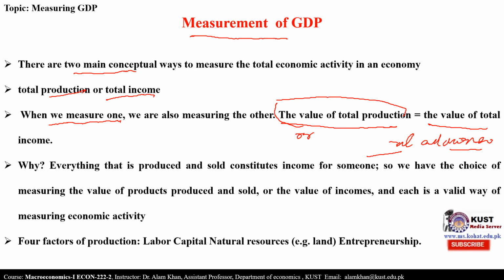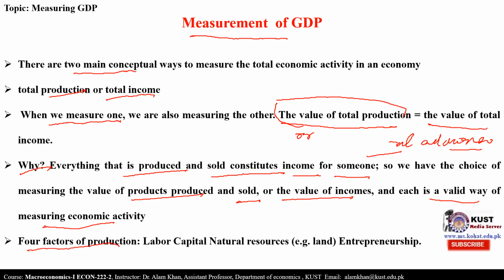Then the question is raised, why everything that is produced or sold constitutes income for someone? So we have the choice of measuring the value of products produced and sold or the value of income, and each is a valid way of measuring the economic activity.